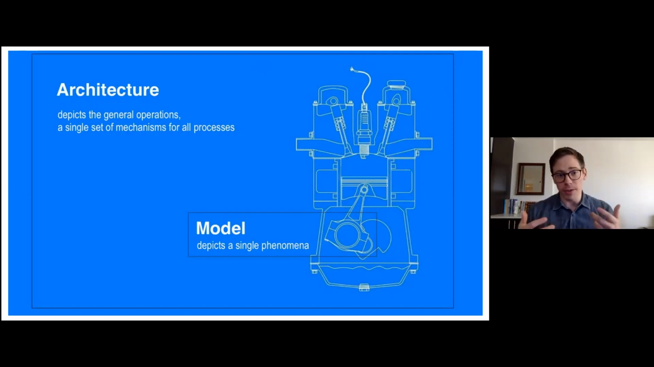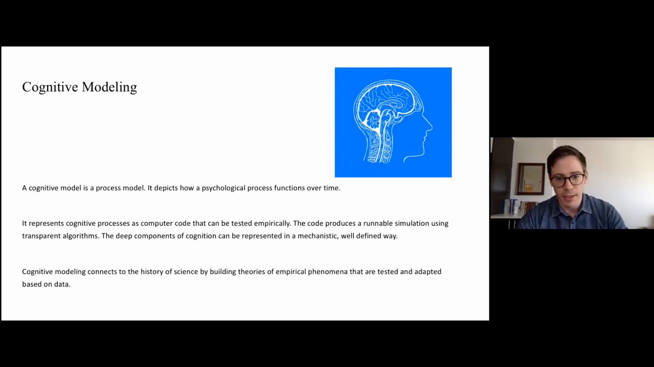And then maybe you can try to figure out what the architecture must be like for a single set of mechanisms to give rise to all those different instances: pressing the button, kicking the soccer ball, and driving your car. And this is how we are trying to unify our understanding. And so cognitive modeling is a process model. It functions over time. You can't really see it in a two-dimensional picture.